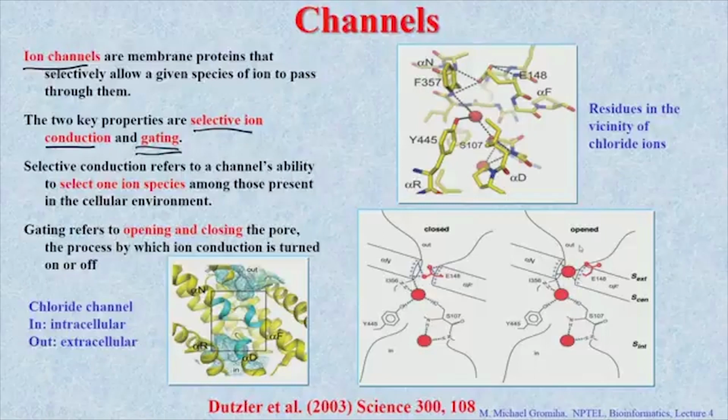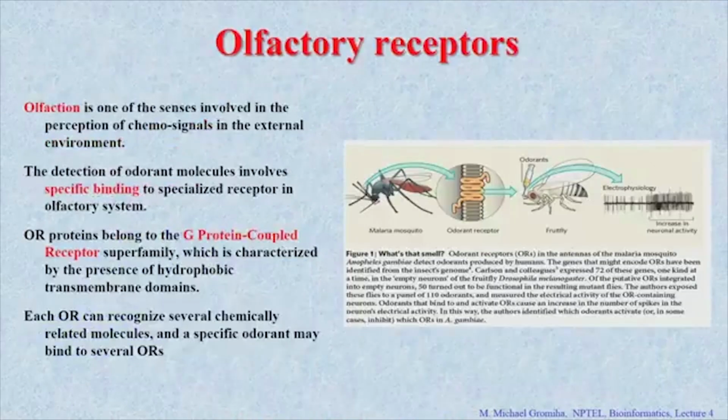So, there are two different aspects. One is the selective ion conduction, they will allow to pass only specific ions, and the second one is the gating. So, it has open and closed conformations, right, it changes the conformation to allow passage through the membrane, right. Okay, this is another example called olfactory receptors, right.